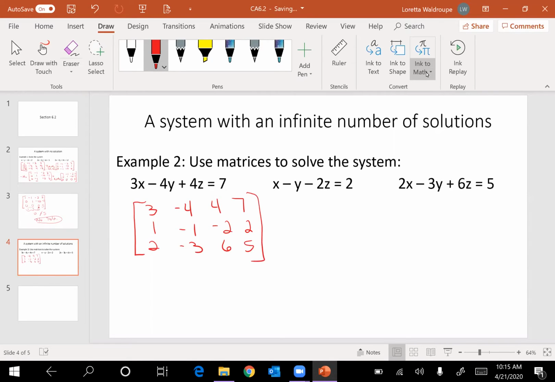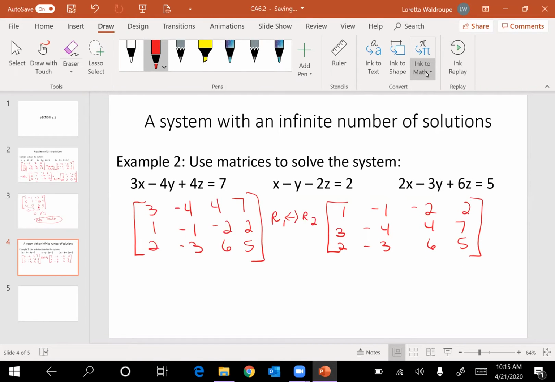To get the 1 at the beginning, I'm going to switch row 1 and row 2. So row 2 moves up and becomes row 1, and row 1 steps down and becomes row 2. I'm not messing right now with row 3.